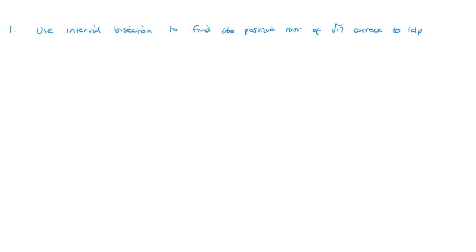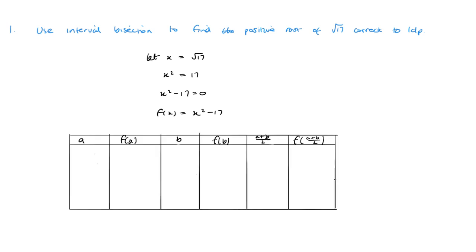Okay, straightforward one. So start with let x equals root 17, x squared equals 17, x squared minus 17 equals 0. So f of x equals x squared minus 17. Now, since it's 17, I know it's going to be between 4 squared, 16, and 5 squared, 25. So 16 minus 17 is minus 1, and 25 minus 17 is 8. Halfway between 4 and 5 is 4.5. So 4.5 squared minus 17 is 3.25, is positive. So it's between 4 and 4.5, which gives us 4.25.